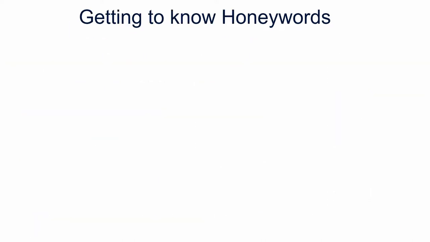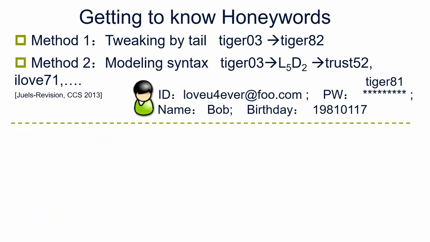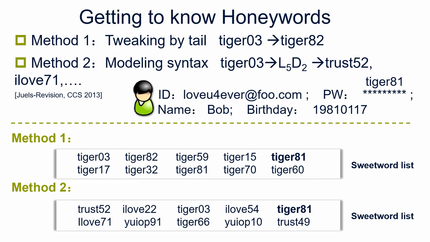To start with, we give two examples of how to generate Honeywords. The first method is to tweak the selected positions of the real password. The second method is to replace the segments with same-type segments. For a given user, his real password is Tiger81, and the rest are the Honeywords generated by the two methods. Here, Honeywords and the user's real password are collectively called sweetwords.